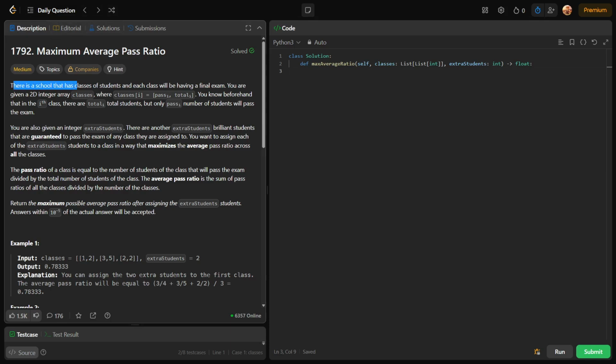So there is a school that has a class of students. Each class will have a final exam. You are given a 2D integer array classes where classes of i is the pass.